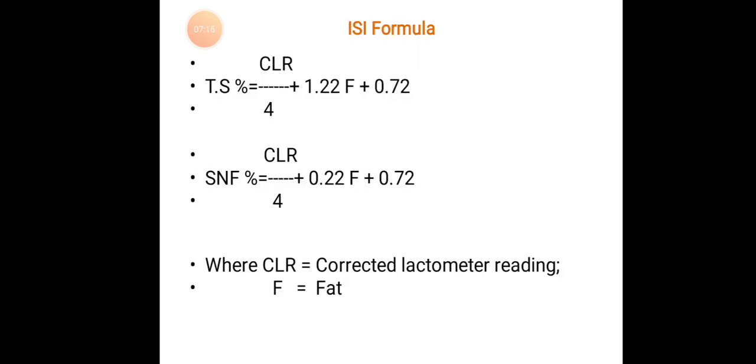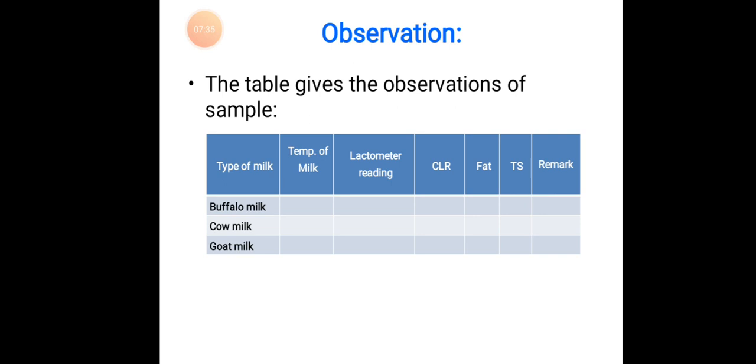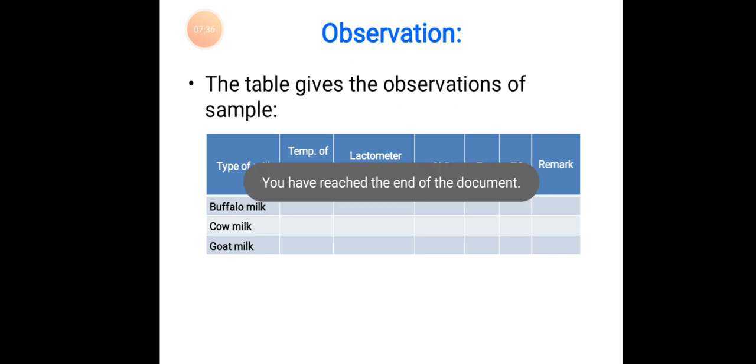ISI formula: TS percentage is equal to CLR by 4 plus 1.22 F plus 0.72. SNF percentage is equal to CLR by 4 plus 0.22 F plus 0.72, where CLR is the corrected lactometer reading and F is fat. Observations can be noted down in the table given below.